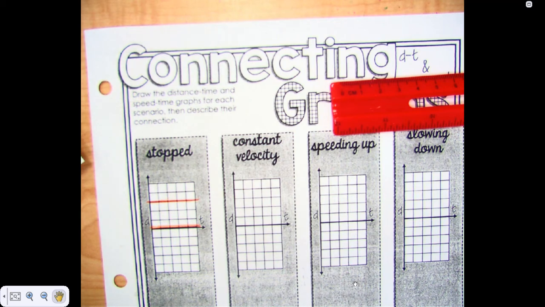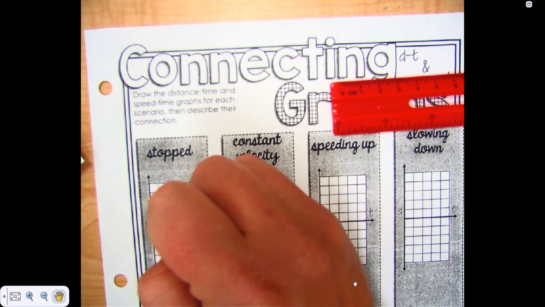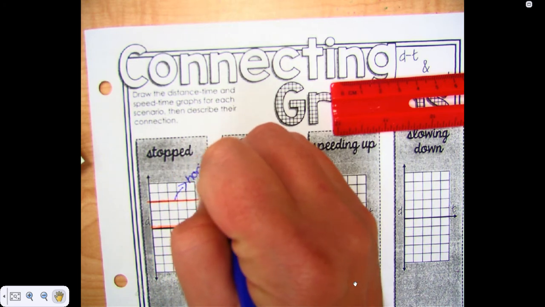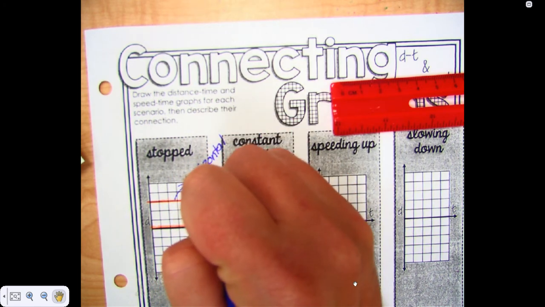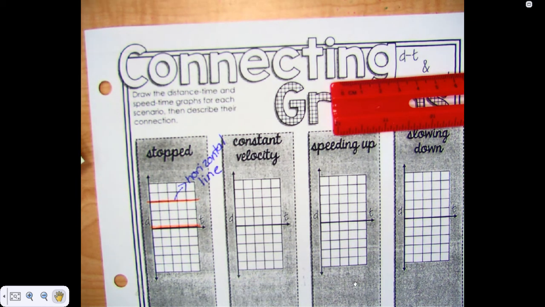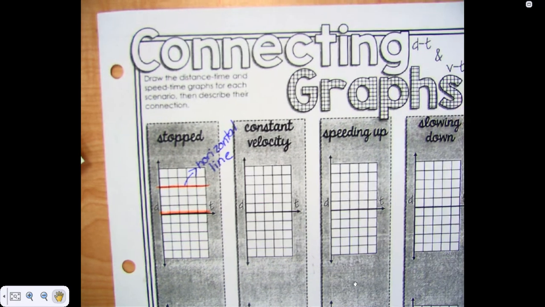Now, a horizontal line on a distance time graph means that the object is stopped. My distance is not changing, but time is moving. That would mean it would be stopped. Okay? I am not moving. I have 0 speed.